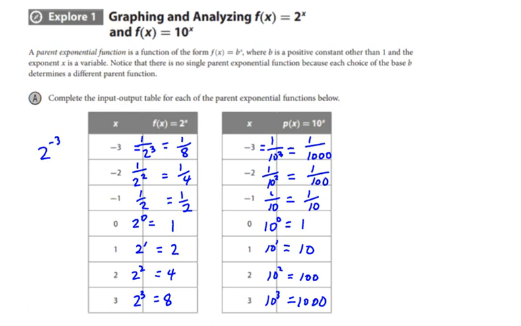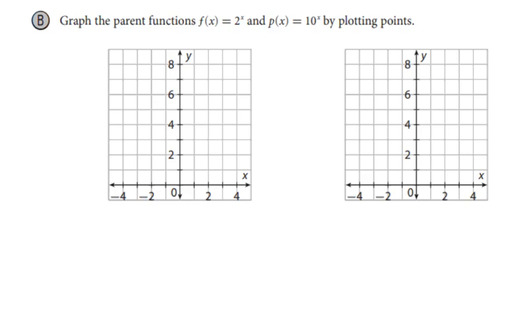Now next, we're going to be graphing these really quickly. Graph the parent functions, and I'm just going to go from memory. On this one here, we have f of x equals 2 to the x power. It's going to be this one right here. So for negative 3, we have 1/8. I'm just multiplying by 2. 1/8 times 2 is 1/4.